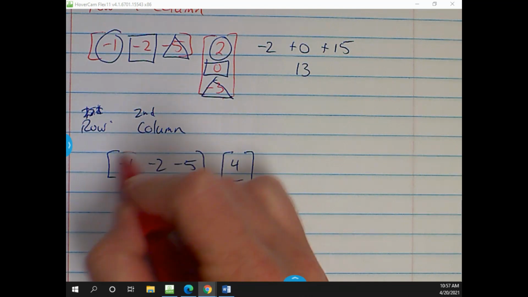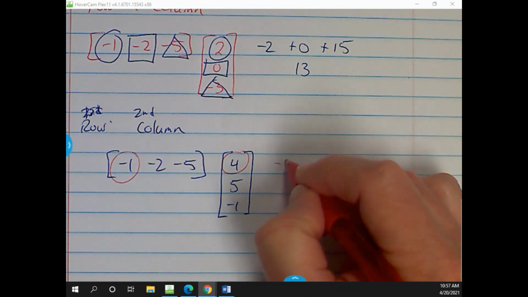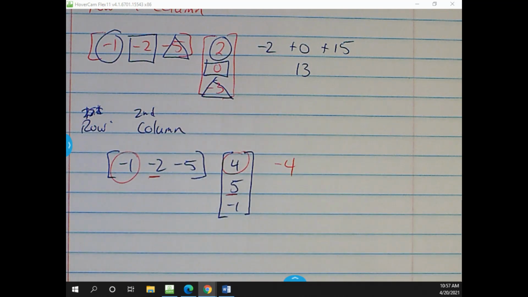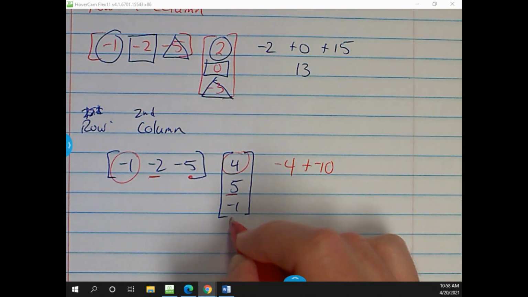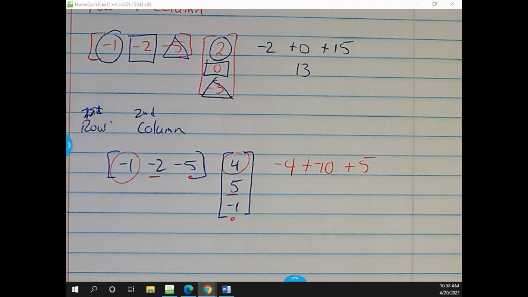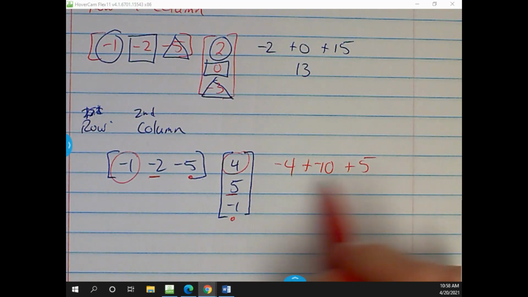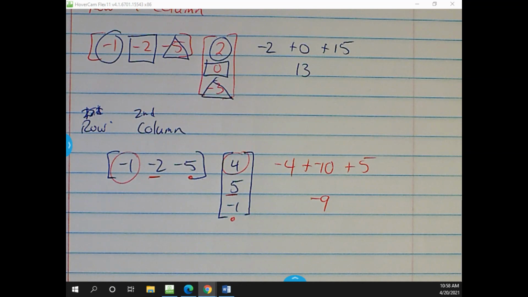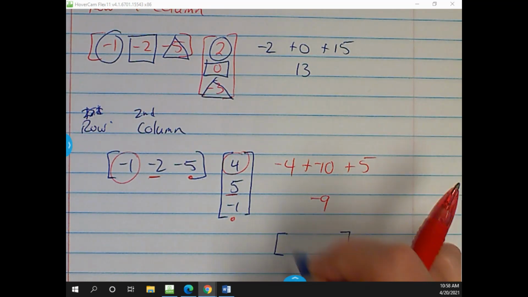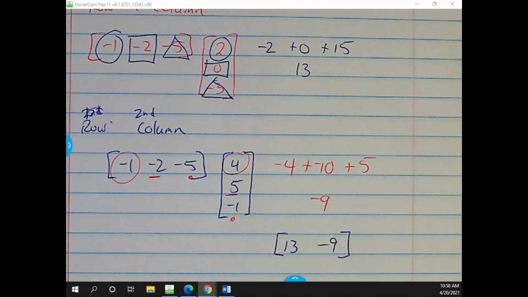Okay, so then it's -1 times 4, which would be -4. -2 times -5, which would be -10. And then negative 5 times negative 1, which would be a positive 5. So negative 14 plus 5 would make that out to be negative 9. Okay, so final answer then would put that at 13, negative 9, so it would look something like that.